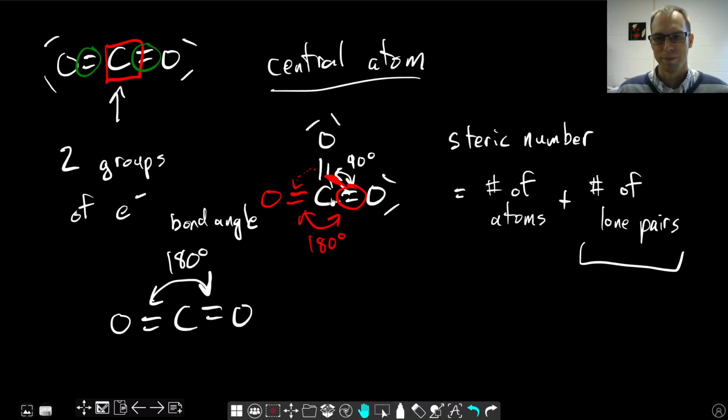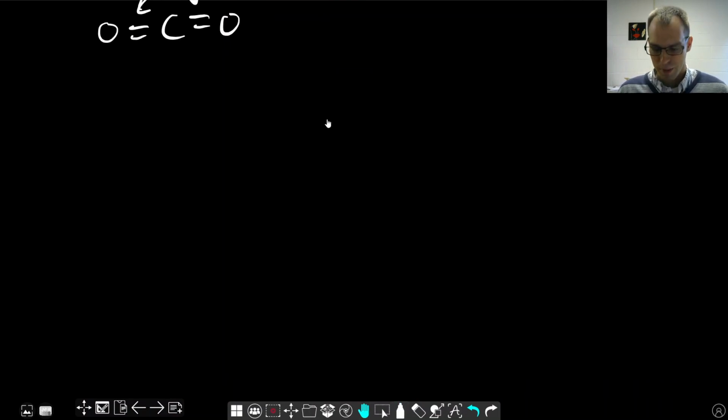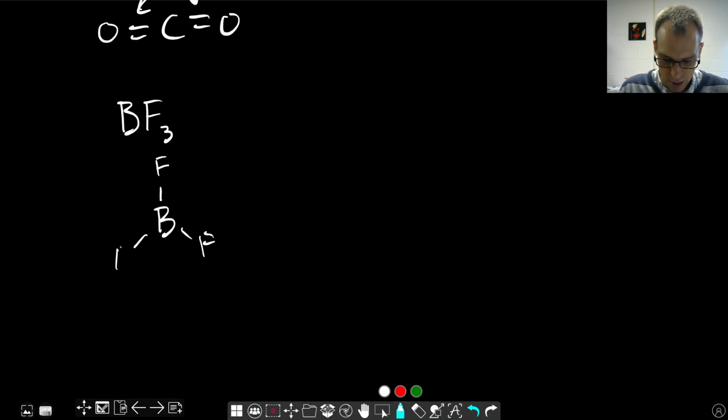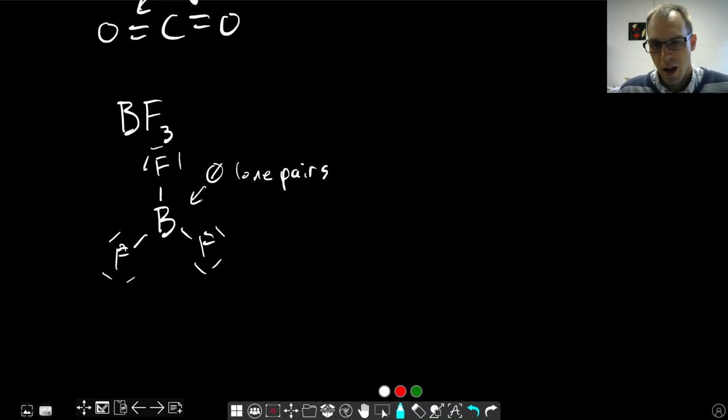What if we have 3? What if there is a molecule like BF3, boron trifluoride? We looked at the Lewis structure of this in the last chapter. So we end up with a structure like this, where we have lone pairs around all the fluorines, and there are 0 lone pairs on the boron, unless we draw a resonance structure.